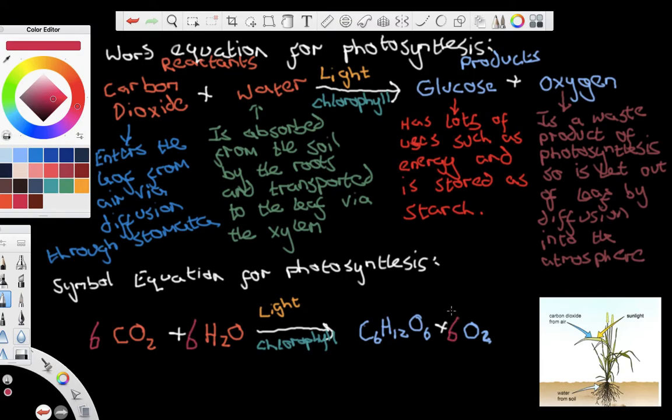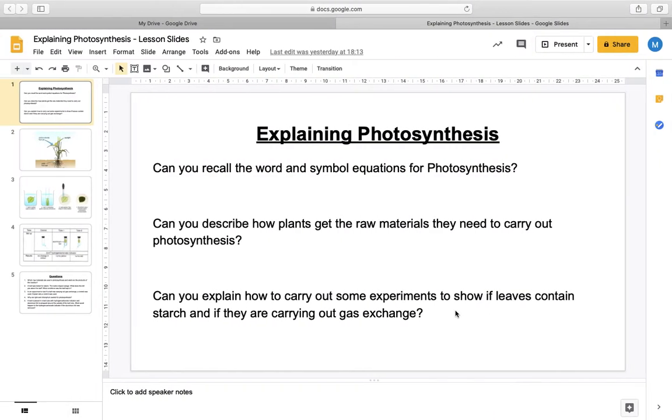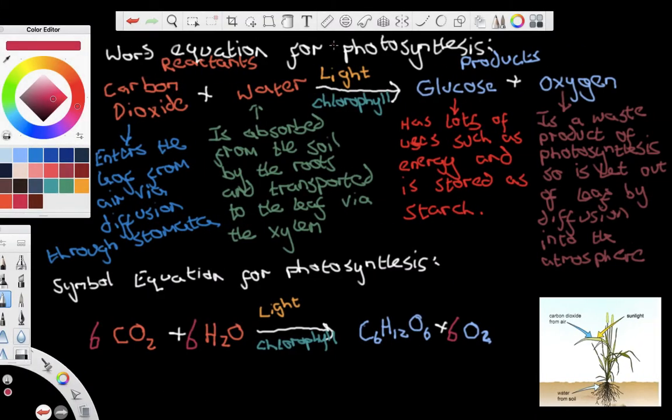That is now balanced. So if we have a look back at our learning objectives, it says, can you recall the word and symbol equations for photosynthesis? The word equation is carbon dioxide plus water in the presence of light and chlorophyll makes glucose and oxygen. Can I point out this must be an arrow? Do not put an equal sign. An equal sign is wrong.